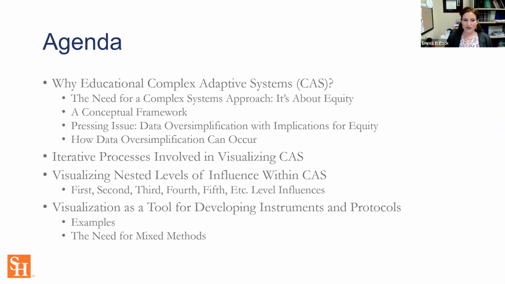And so that verbiage has to do with talking about first, second, third, fourth, fifth ordered level influences. And then I want to provide some examples of how to use this process as a tool for developing instruments and protocols. And hopefully by the end of this, you see that a lot of the data sources, or being able to more equitably include diverse perspectives, kind of lends itself to the need for mixed methods approaches.